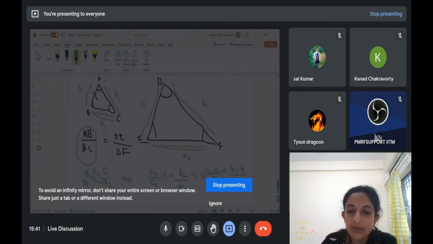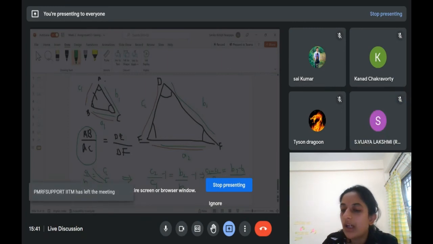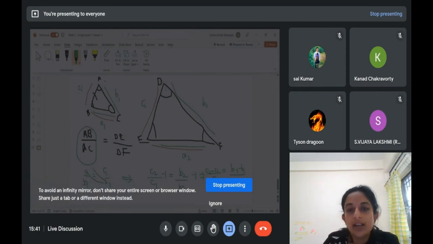What did I do? This is simple algebra. I just made a common denominator. This 1 can be written as C1 by C1 and this 1 can be written as B1 by B1, and I subtracted them. So why am I doing this? Let us say that I superimpose this smaller triangle on this triangle.